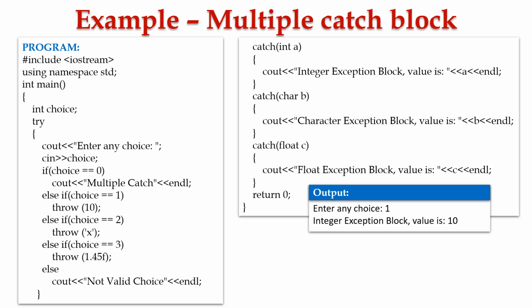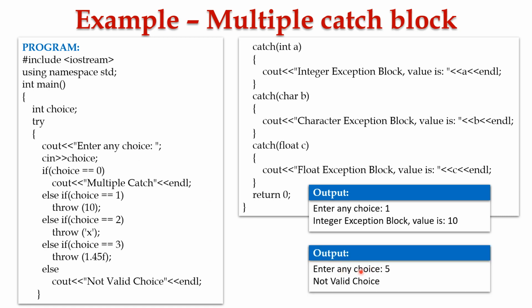Now let's have another example here. So code execution starts from the main function. Here we have declared the variable choice of integer data type. Then we have the try block which is started here. Using the cout statement, we have displayed the message "enter any choice" to the user as shown in the output here. Next, using the cin statement, we have obtained the value of the variable choice from the user. The user has given 5. So now the control moves to the next statement.